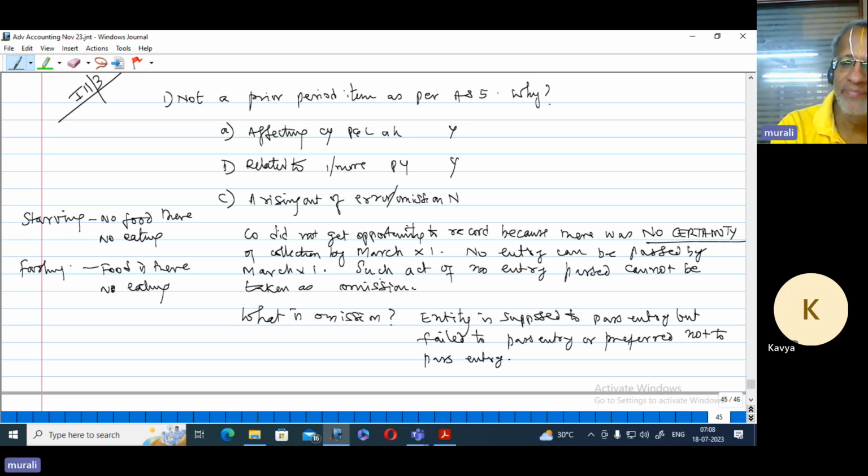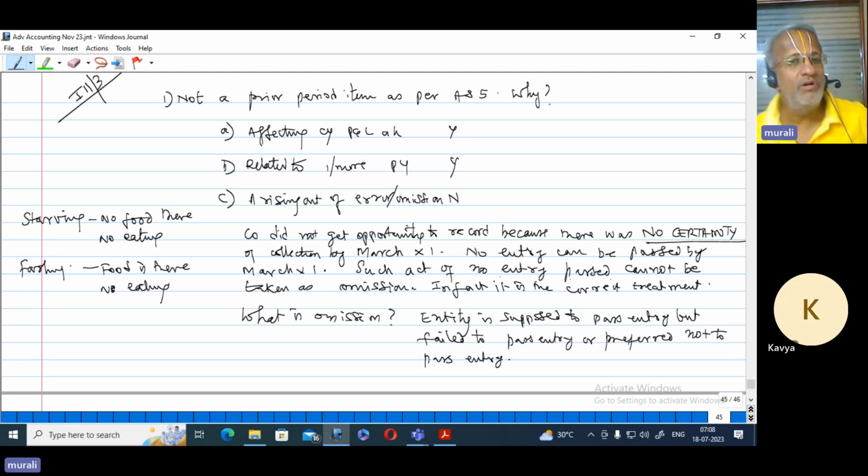Here I say act of no entry pass cannot be taken as omission. In fact, it is the correct treatment. They have preferred to postpone. Are you understanding? Yes, sir.